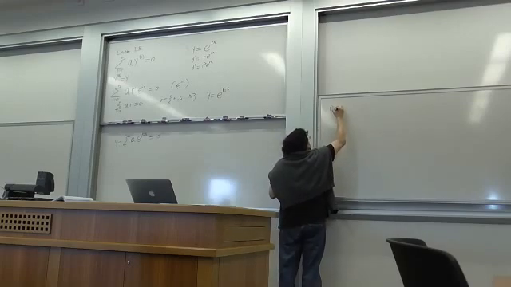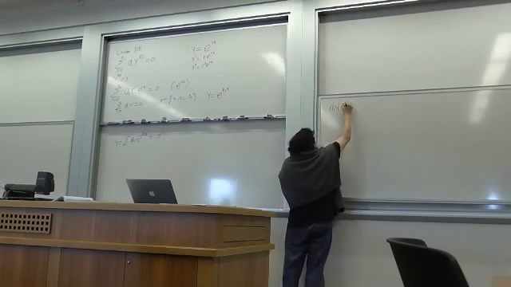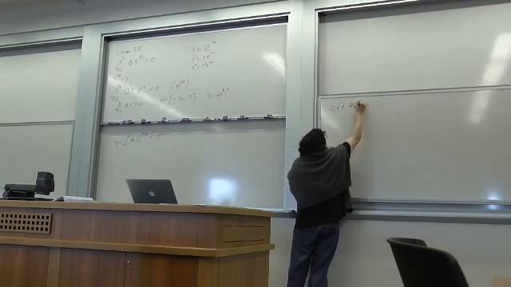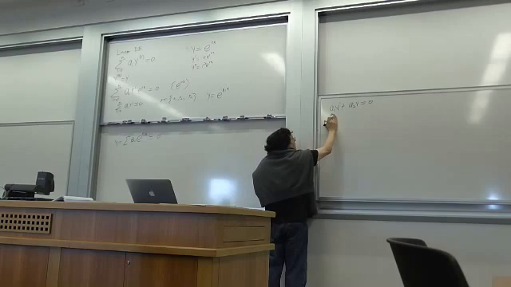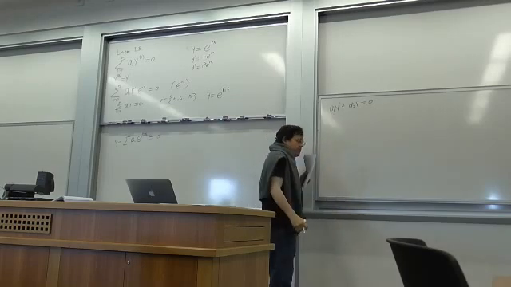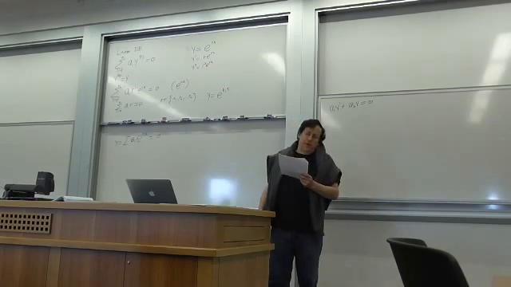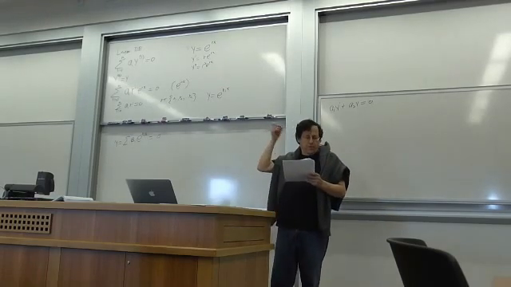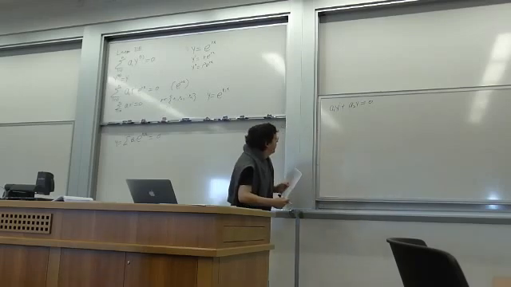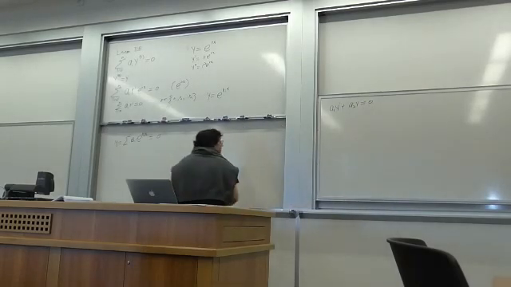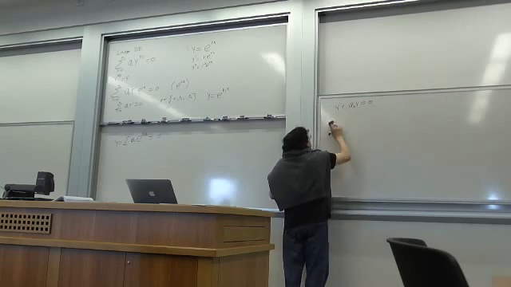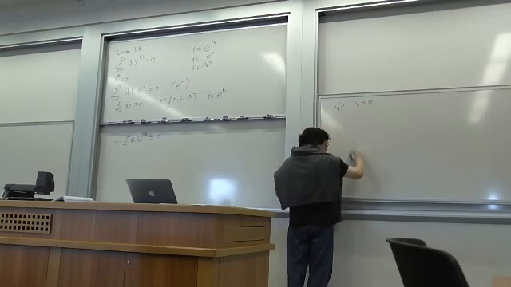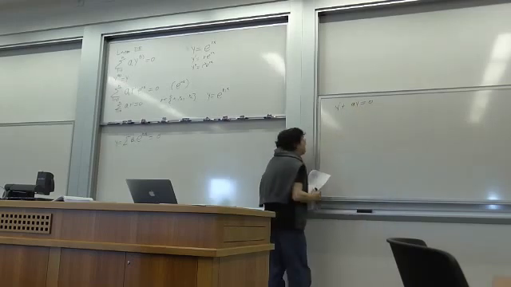I could look at, say, a1 y prime plus a2 y equals 0. There's no reason to have a coefficient here. We can just multiply by 1 over a1 and it goes away. So we're just going to look at this equation.